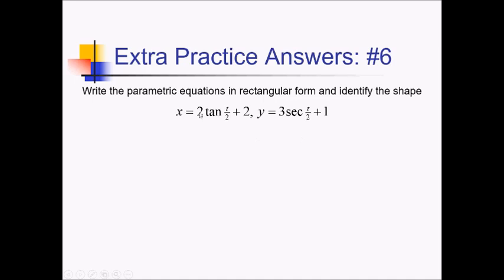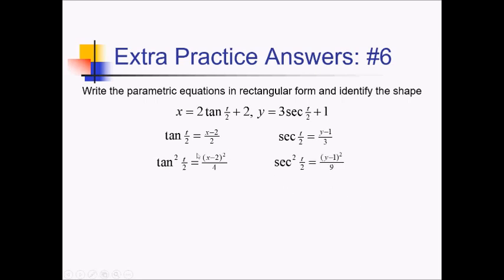So for this first one, I'm going to subtract 2 and divide by 2. So that's x minus 2 over 2 equals tan of t over 2. And then if I square both of these, that's tan squared of t over 2 equals (x minus 2) squared over 4. Over here, let me do pretty much the same thing. So we have y minus 1 over 3. And then squaring both sides, I've got secant squared equals (y minus 1) squared over 9.